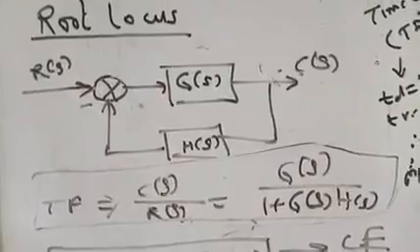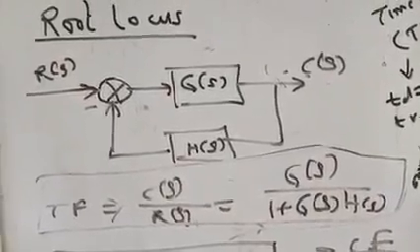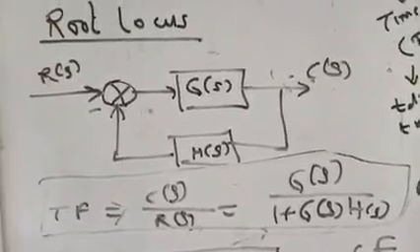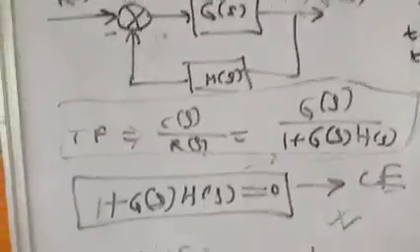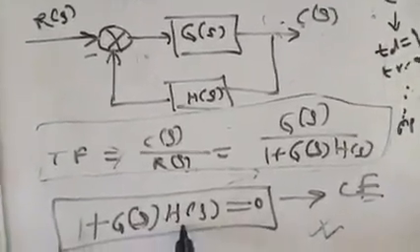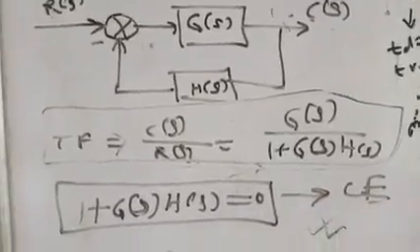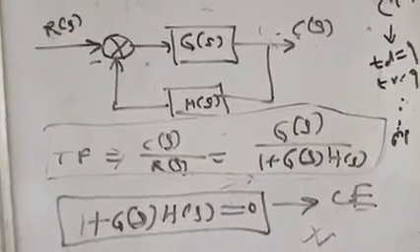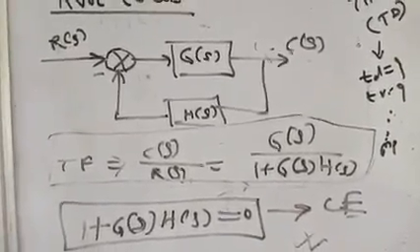Now what is the characteristic equation? The equation that shows the character of a system, whether it is stable or unstable, is called a characteristic equation. So the characteristic equation is 1 plus G(s)H(s) is equal to 0. So one question arises in our mind: what do we do in the root locus?